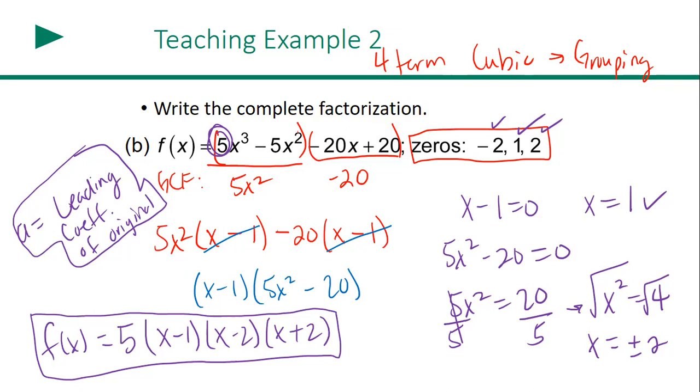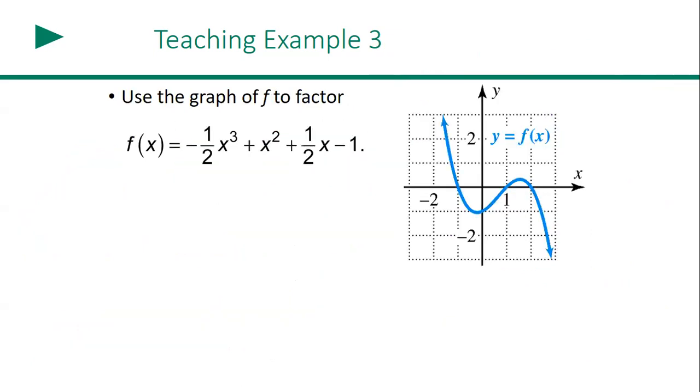Could you use synthetic division and then quadratic formula? So you can't do synthetic because you wouldn't know your zero already. Okay. But if I knew a zero, then yes, I would do synthetic and then do the quadratic formula. Great question. All right. So here we are.